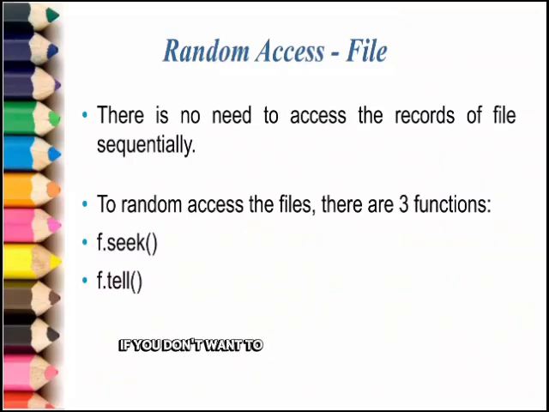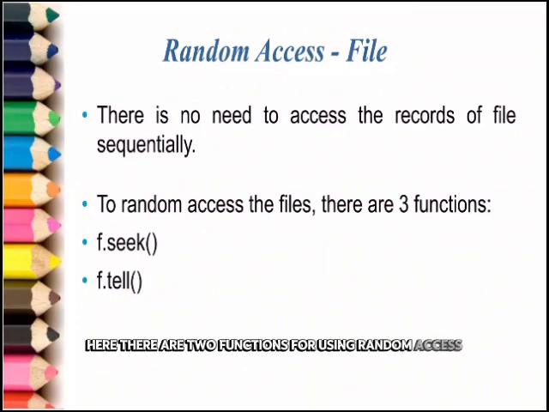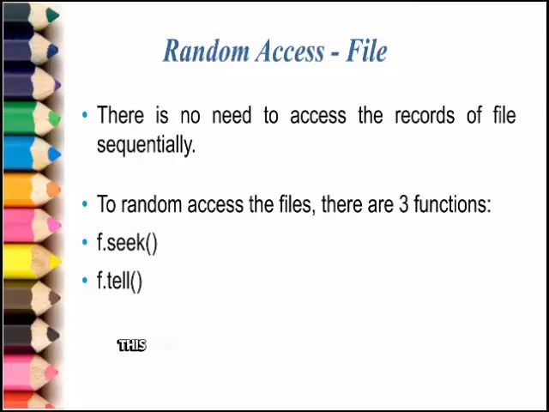If you don't want to read the entire content and you want specific data, then you can go for random access. Here there are two functions for using random access. One is fseek, a file seek, and another one is ftell. So seek is used for positioning the pointer where we are going to read, and the tell function is used for finding out the exact position where the file pointer is existing.